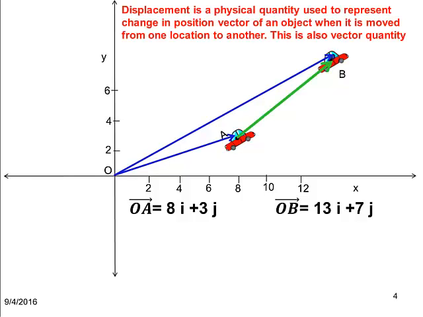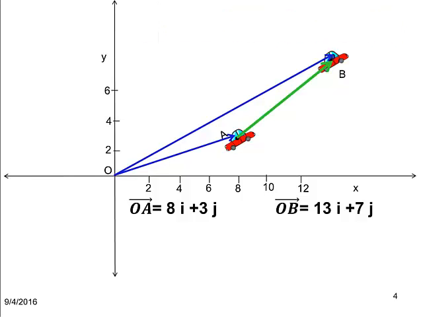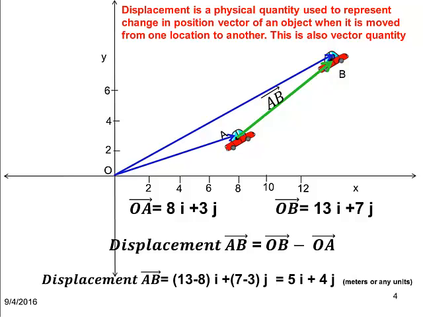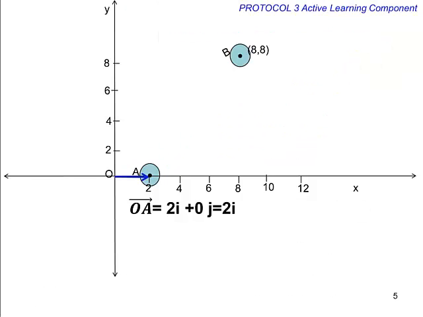Displacement is a physical quantity used to represent changes in the position vector of an object when it is moved from one location to another. By definition, it is the vector difference between position vectors at final and initial positions. Physically, in this case, it will inform us how far its initial position changed in i direction and in j direction. Consider another example. A ball is initially at location A, (2, 0) on the x-axis.